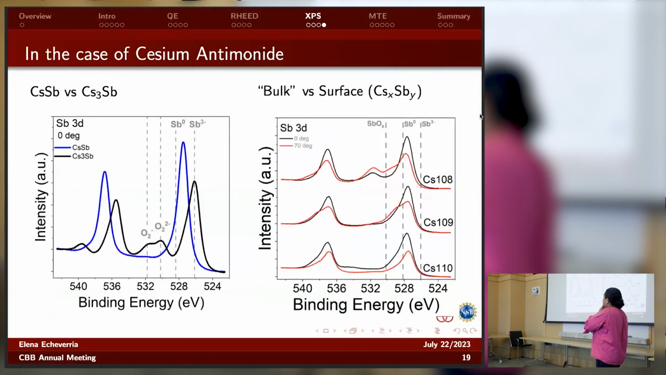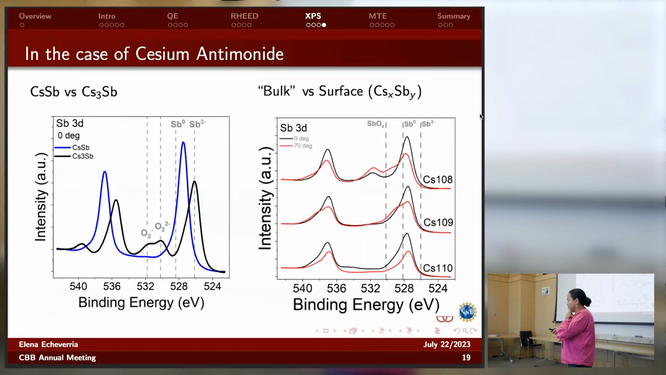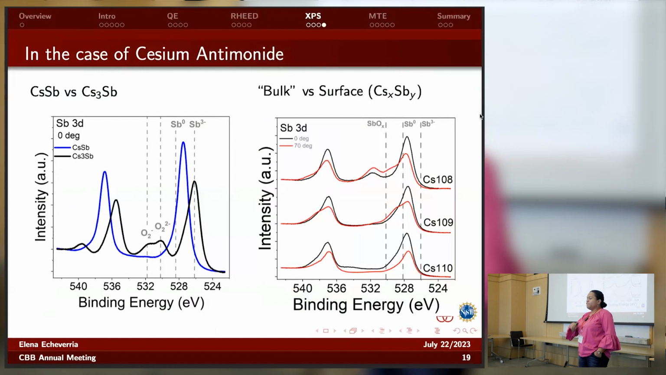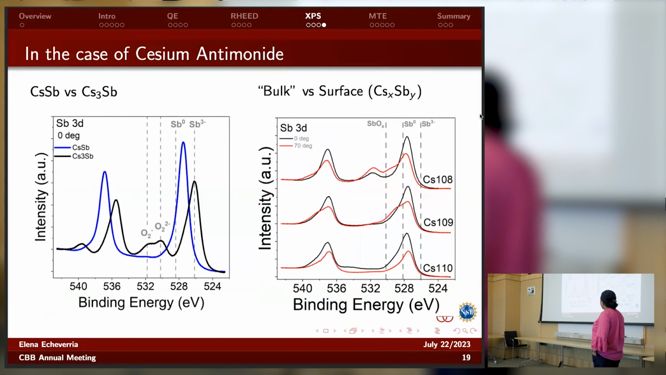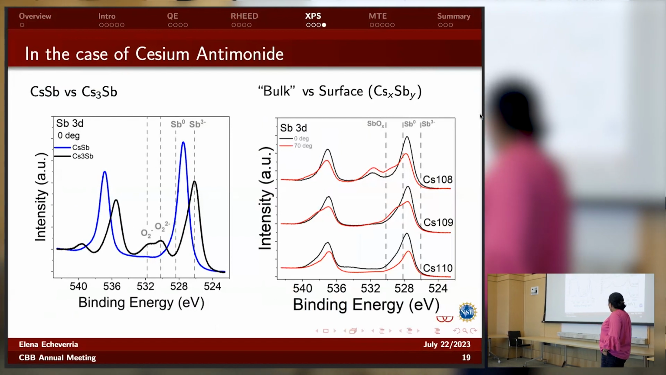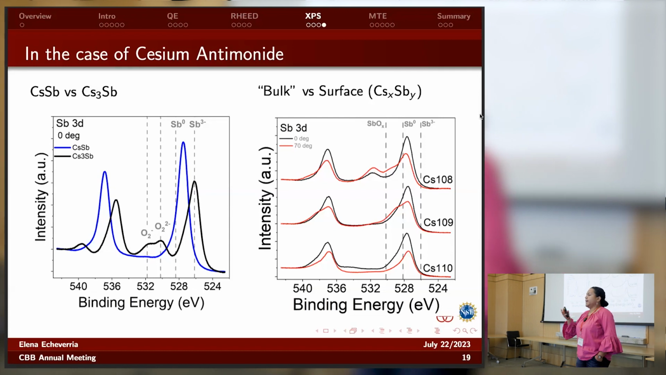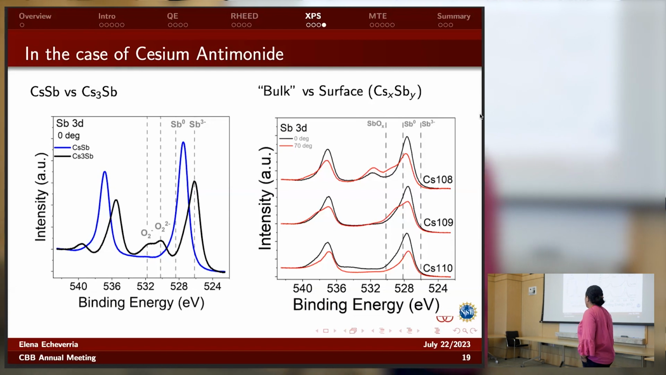Now, how can we use this technique to gather some information about our photocathodes? Well, here is an example for cesium-3 versus cesium-1 antimony. The blue one is the peak for the antimony 3D, and the black one is for cesium-3. First thing that you want to notice is that there is a shift in binding energy, again, meaning that there is a different oxidation for the antimony.